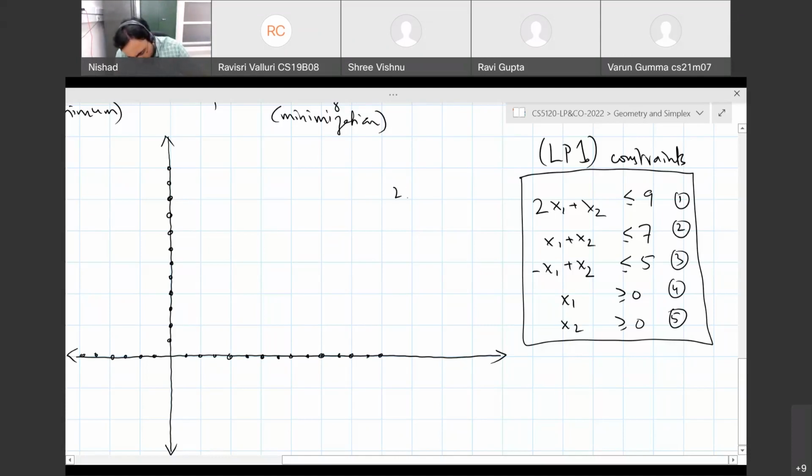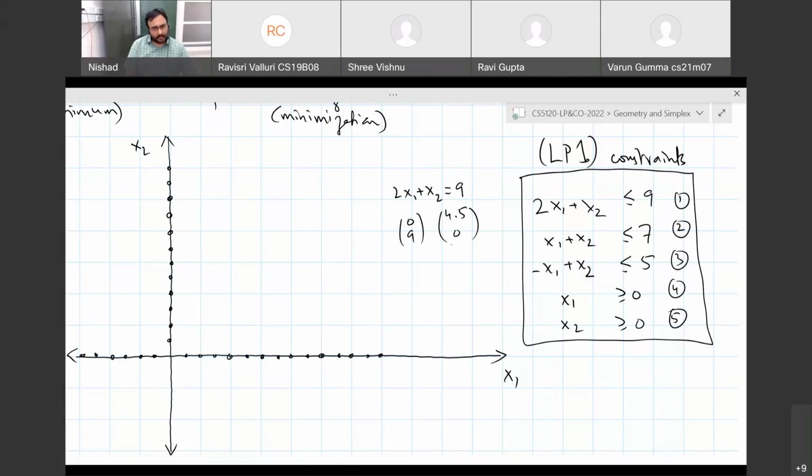In fact, I want to plot the line 2x1 plus x2 equal to 9. Okay. So let's find out 2 points. So this is going to be our x1 axis and this is going to be our x2 axis. If I put x1 to be 0, x2 is 9. So 0, 9 is one solution. And 4.5, 0 is another solution to this equation. And those 2 points should be sufficient to plot the line.